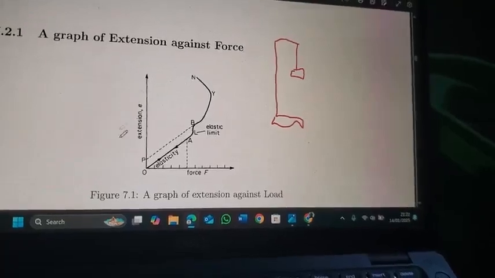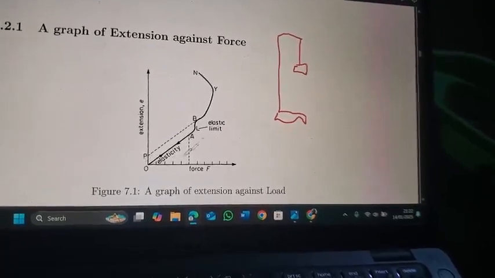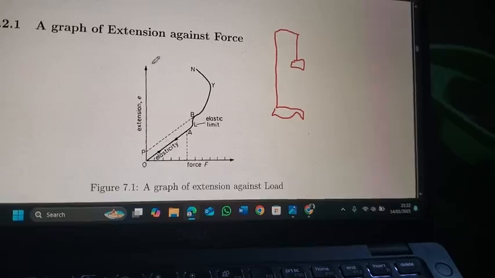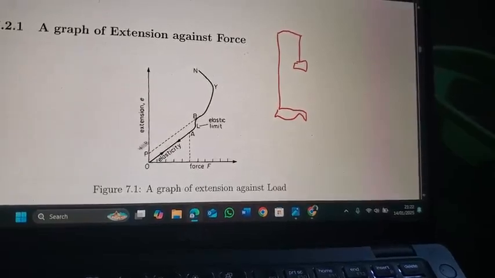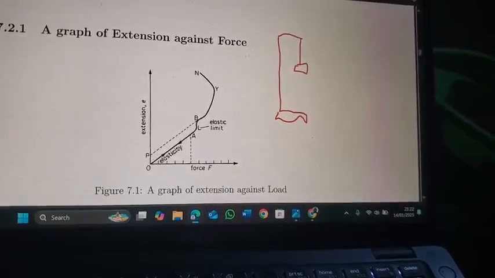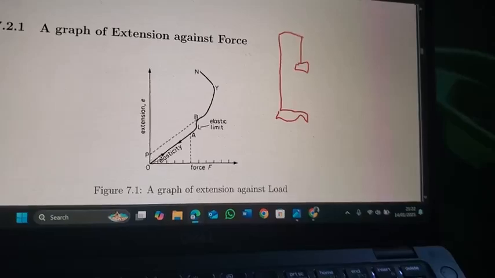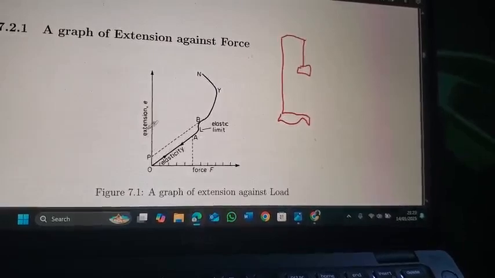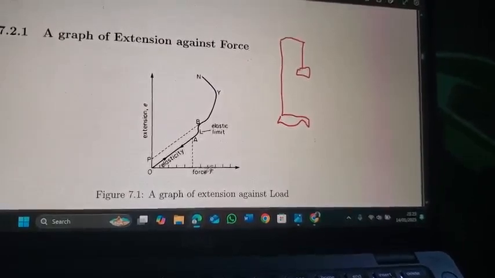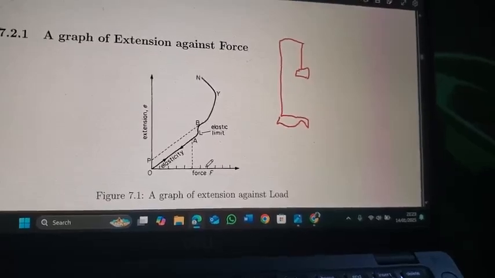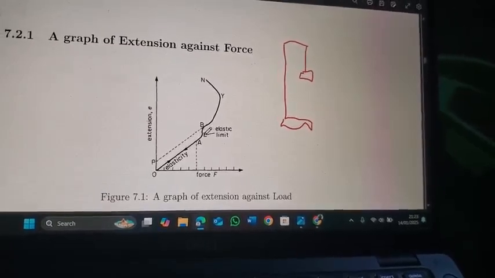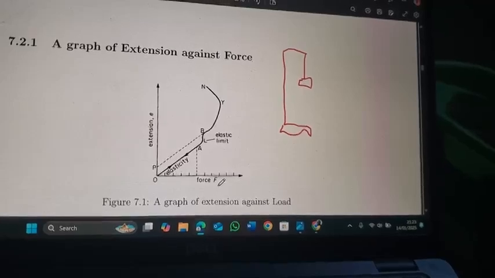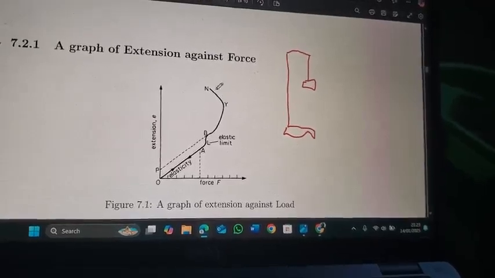Now we shall not talk about this graph in this section. We shall talk about it later. But I want you to carefully monitor this graph, how it is drawn, and you should also learn to draw it the way it is drawn. So from O to L, the graph is straight. It means that the extension produced is directly proportional to the force applied. Then at L, the graph undergoes some sort of a kink. It means now the extension is no longer proportional to the force up to N.